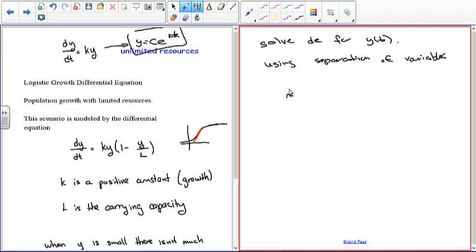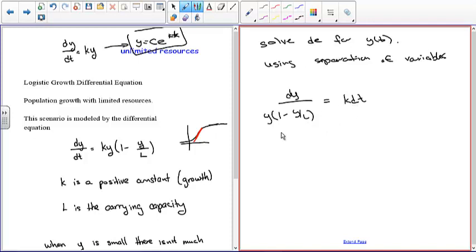So if we divide, what I'm going to do is leave the k on the right-hand side. So I'm going to divide by y times 1 minus y divided by L. I've taken these two terms, divided both sides by them, and multiplied both sides by dt. So I get that. That's my separable equation. I've got my y terms on the left-hand side and my t terms on the right-hand side.